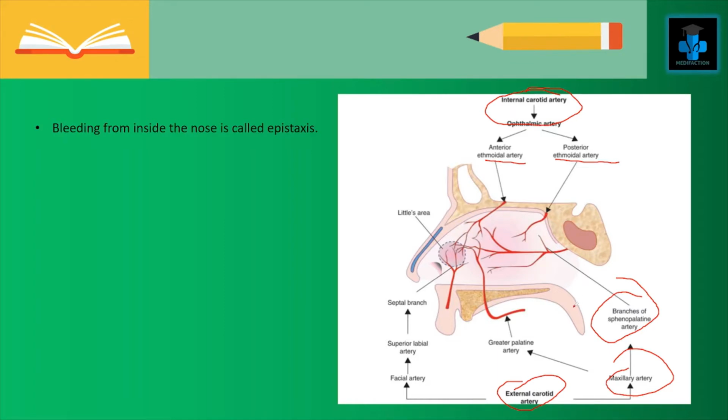Also we have the septal branch of the greater palatine artery, which is a branch of the maxillary artery right here. After that we have the septal branch of the superior labial artery, which is a branch of the facial artery right here. So this is the blood supply of our nasal septum.